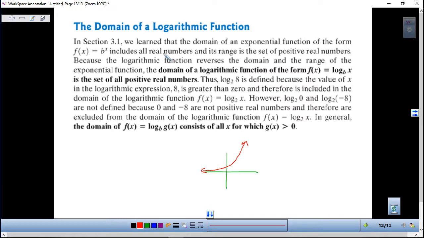So it goes back to that exponential function and its limitations of the range, which transfer with its inverse to a limitation of the inverse's domain. That's why we had the limitations on the domain of the logs, because of the limitations that were on the range of the exponentials. So in general, the domain of f of x equals log base b of g of x consists of all x for which g of x is greater than 0. Now, there will be differences when g of x has transformations built in. That's going to change. We're talking base graphs right now.